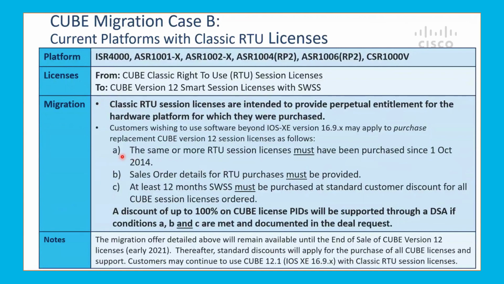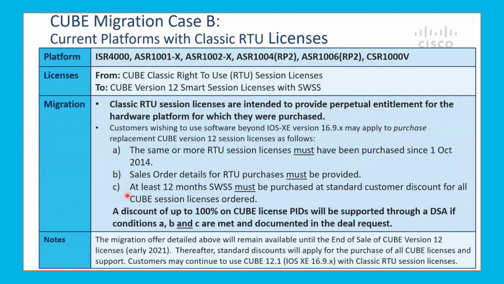So the first is you have to do it for the same or more RTU session licenses that must have been purchased since October 1st, 2014. So those CUBE RTU licenses must have been purchased on or after October 1st. You will need to provide the sales order details for those RTU purchases.